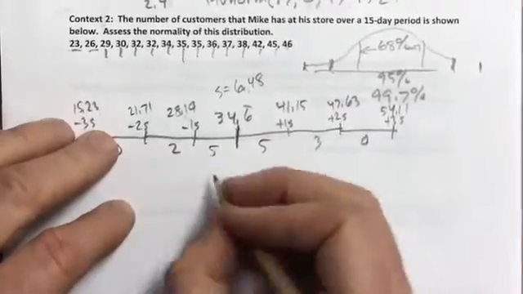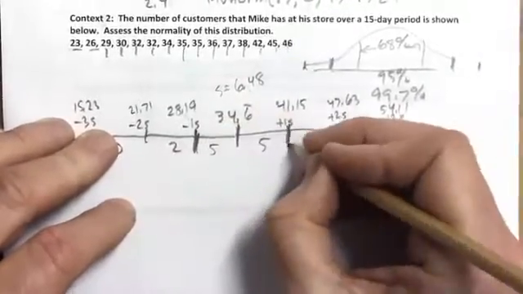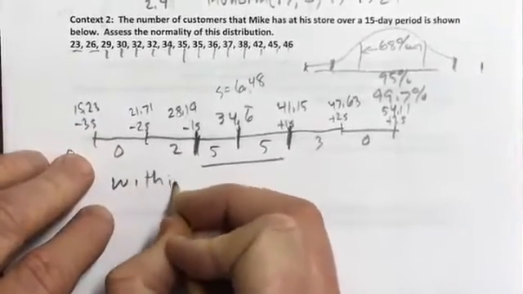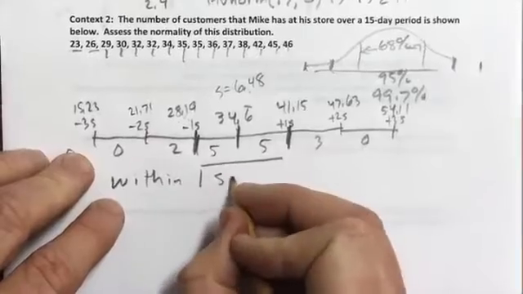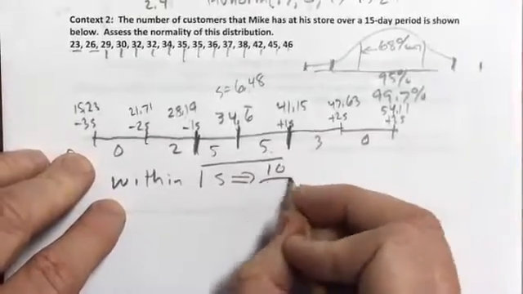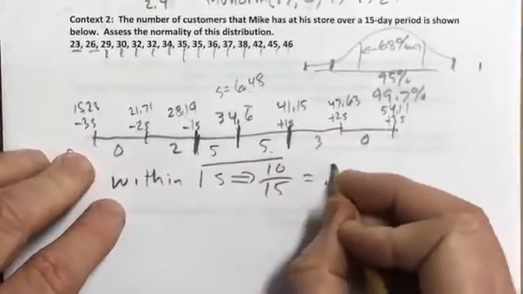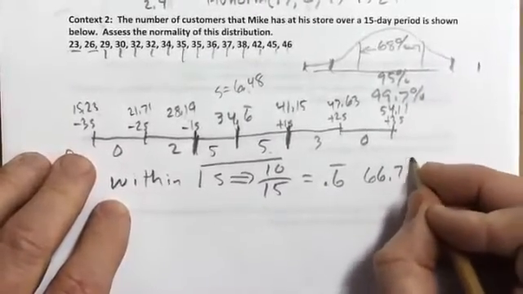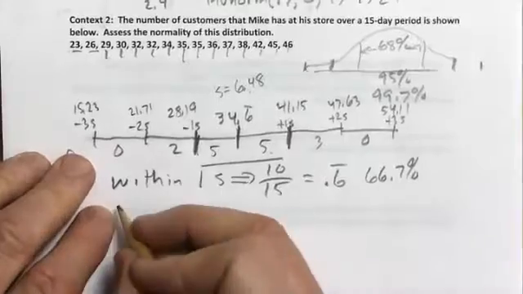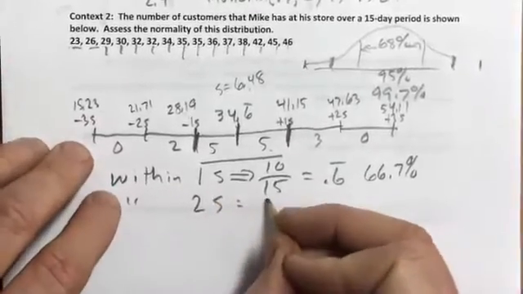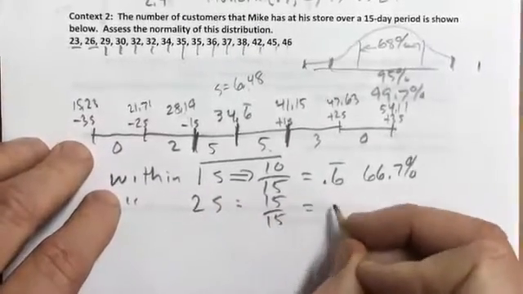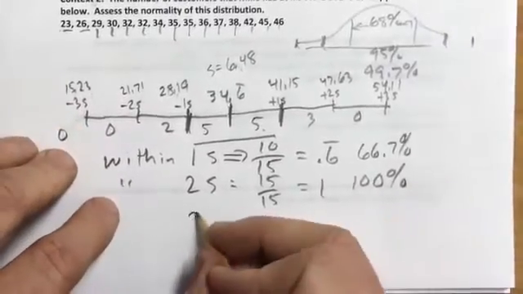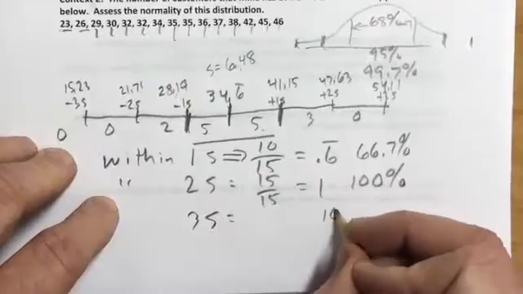Okay. So within one standard deviation of the mean, that is these 10 values. So within one standard deviation, we have 10 of the total of 15 values. That's like 0.6 repeating. In other words, that's 66.7 percent. All right. Within 2 standard deviations, all of them, 15 out of 15. And so that's 1, that's 100%. And then obviously within 3 standard deviations is going to be 100% as well.